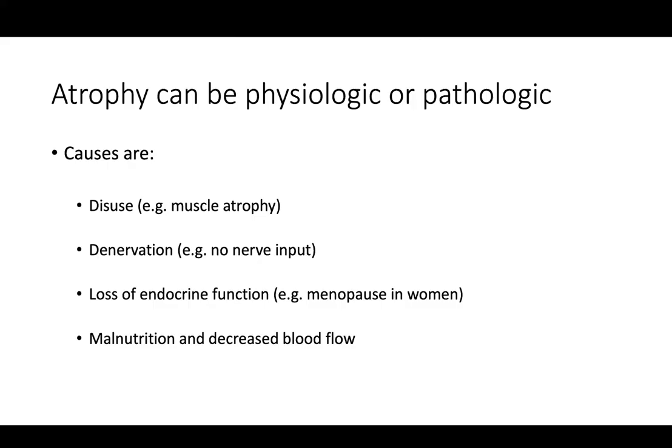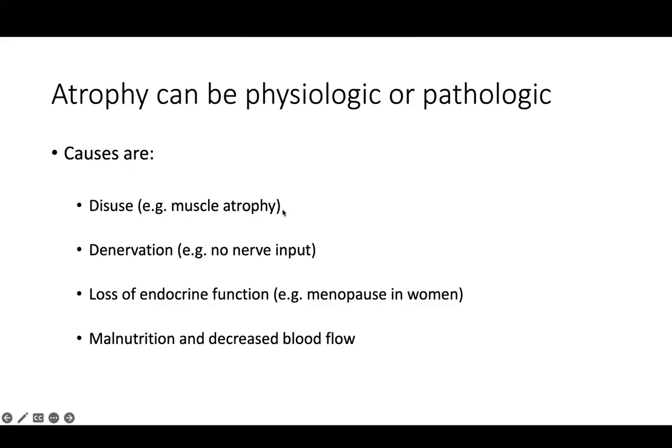Oftentimes, atrophy is also pathologic. So for example, you can have something referred to as a disuse atrophy. If you don't use it, you lose it. So muscle atrophy. Imagine that somebody has broken a bone and they have a cast on. Over the next 6 weeks, they do not use their limb where the cast is on. Those muscles are going to atrophy. They're going to get smaller. And it's related to the fact that it's not being used. So it's a disuse atrophy.